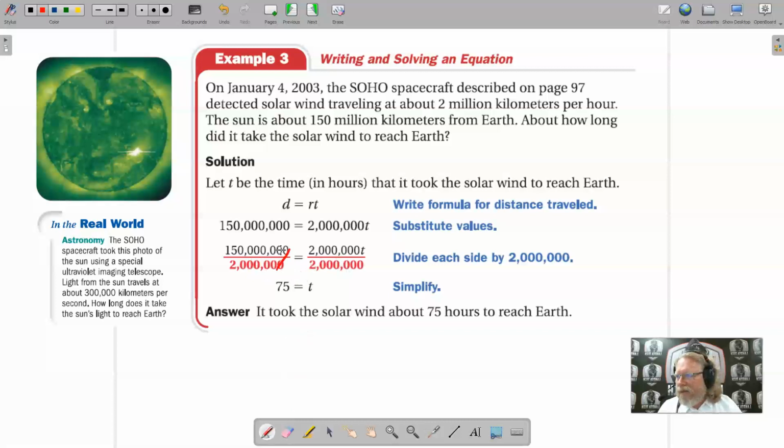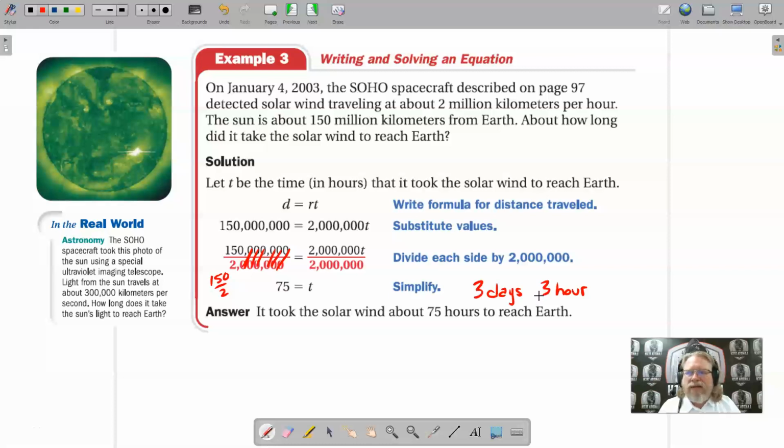And we could do that by canceling these zeros, canceling those zeros out, and then what you end up with is 150 over 2. And 150 divided by 2 is 75. So you really wouldn't need a calculator to do this. You could use that strategy of letting those zeros cancel each other out. So it took the solar wind about 75 hours to reach Earth. And if you think about that, 75 hours is like 3 days and 3 hours. Interesting. So the solar wind that's leaving the sun actually takes 3 days and 3 hours to get here.